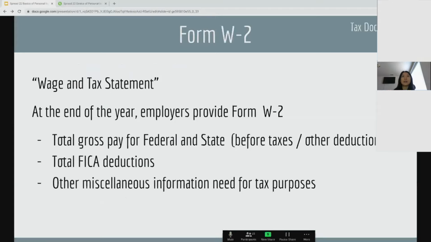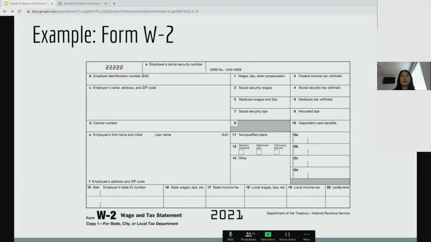Let's go through what the form W-2 is. Its long name is wage and tax statement. And at the end of the year, your employer is supposed to give this to you. It includes your total gross pay, so before taxes and other deductions, for federal and state. It also includes the total amount of FICA deductions. Remember, that's Medicare and Social Security, and other miscellaneous information that you'd need for tax purposes. This is what the W-2 looks like for 2021, even though you probably won't get one yet.